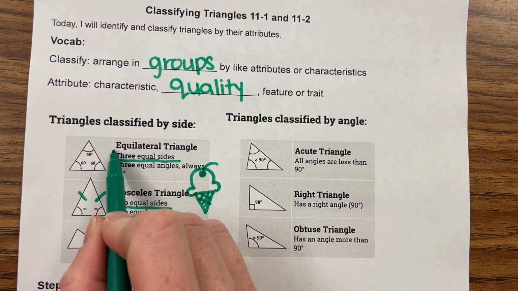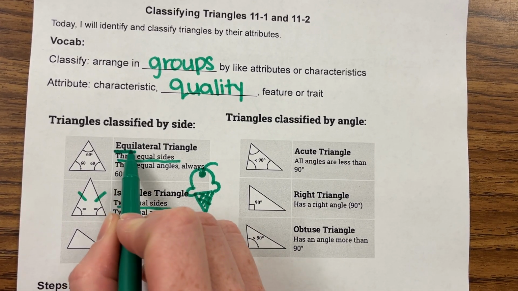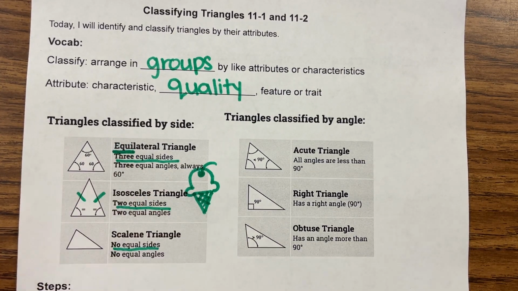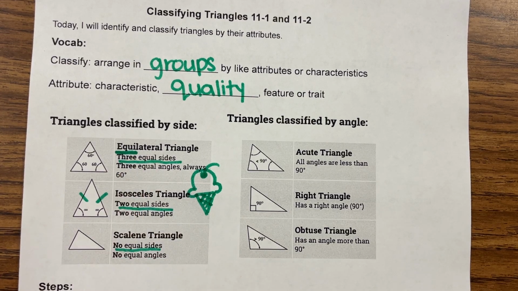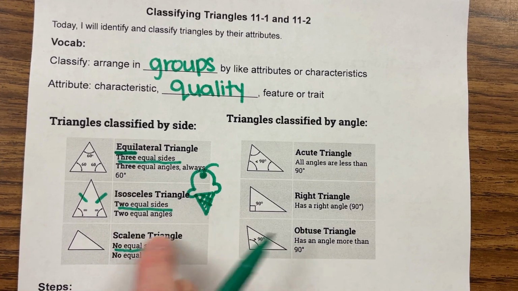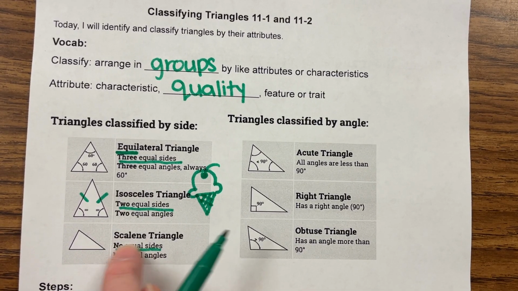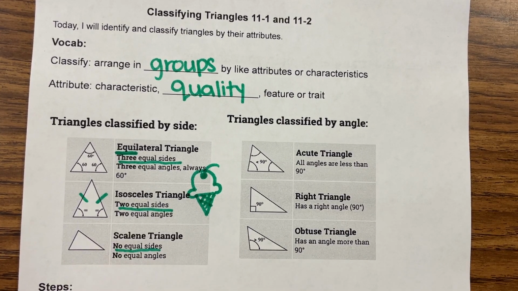Equilateral, equal. I know it's not spelled equal, but it sounds like it. Equilateral, equal sides. Isosceles, ice cream cone. Scalene, it's the odd one out. Doesn't have any tricks to help you remember, just no equal sides.